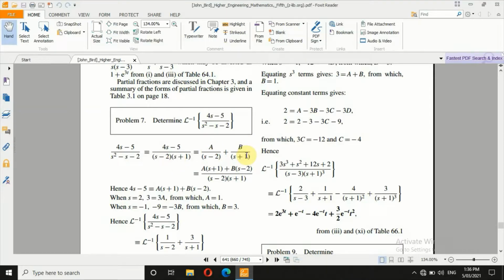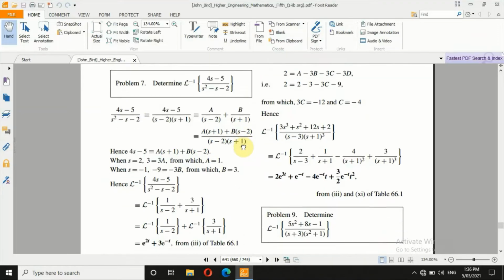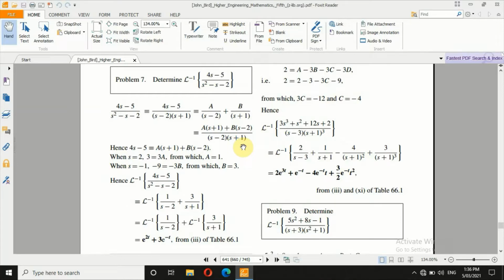So what is the next thing? You multiply both sides by the denominator. So the denominator will cancel. Then what we now have is A multiplied by x plus 1, which is this one, then plus B multiplied by what? x minus 2. So we have this. So from here now, we need to find A and B.